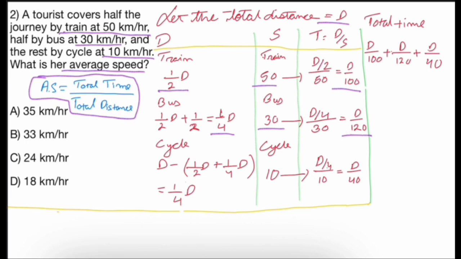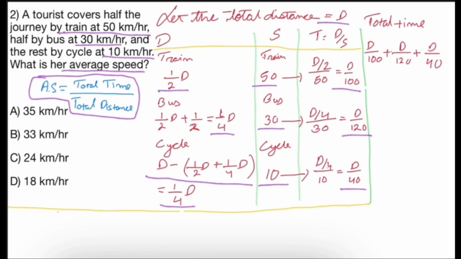So next, for the cycle, it says that the rest of the journey is covered by the cycle. So we will subtract the distance covered by the train and the bus from the total distance. That will be the remaining distance covered by the cycle. If we solve this, we get the answer to be 1/4 of D. Since the speed is 10 km per hour, the time will be D by 40.